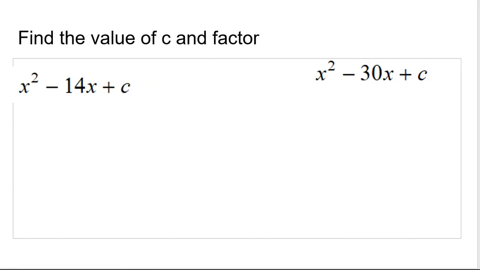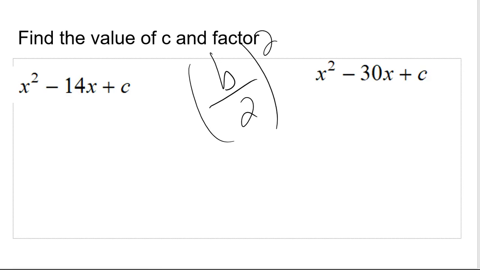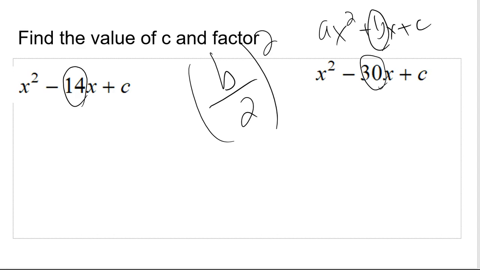Okay, remember, the formula is b over 2 squared. If you remember, we're talking about standard form, so that's ax squared plus bx plus c. So it's the number in front of x, so this one right here. It also doesn't matter about the sign, if it's positive or negative. That'll come into play later on at the end of the problem.